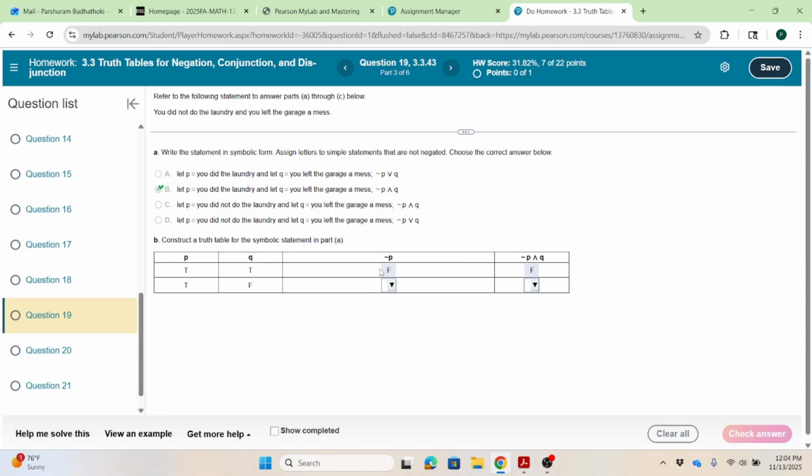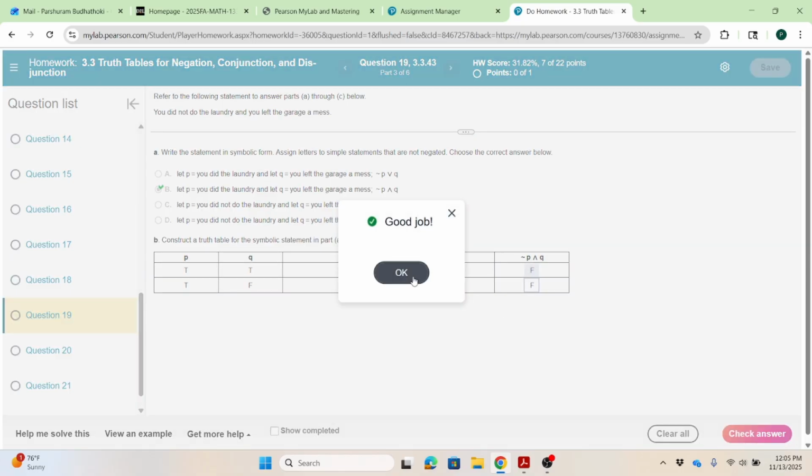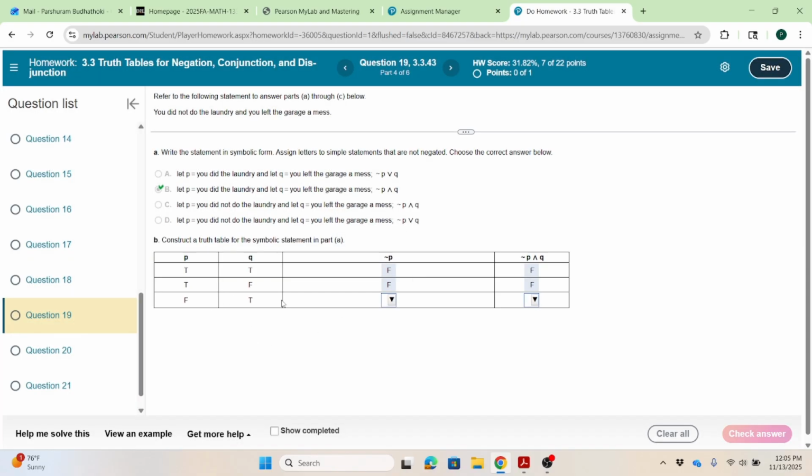What is the opposite of P? What is the negation of P? It's false because P is true. And then what is the AND of the negation of P and Q? False and false is definitely false. The negation of false is true, and then true and true is definitely true. If both of them are true, then the AND operation always ends up with a true statement. So the opposite of false is true, and true and false is false.